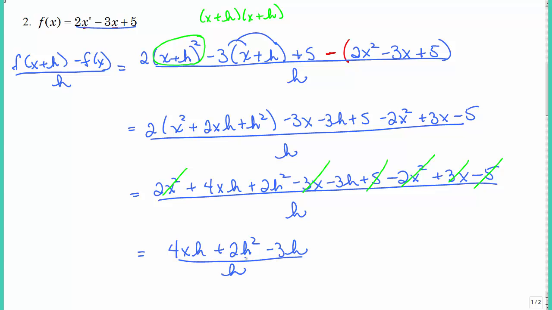Now notice all these terms have an h, so we could divide out an h in each term. So we'd have 4x plus 2h minus 3. Remember, we just need to reduce out 1 h in each term. And that would be our difference quotient. In calculus, you're going to go one extra step talking about the limit, but I'll save that for the next class.